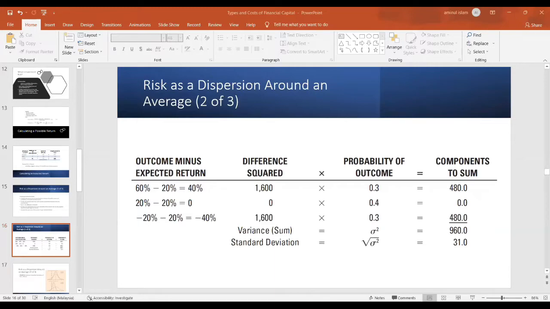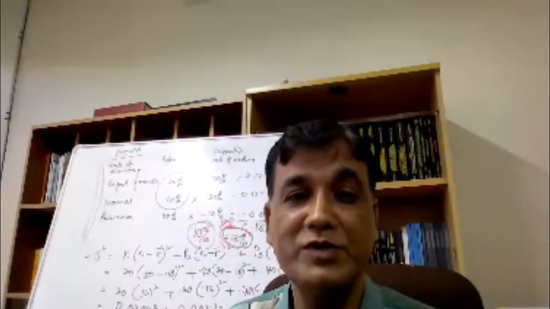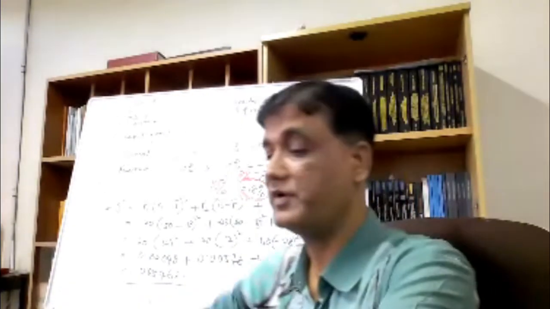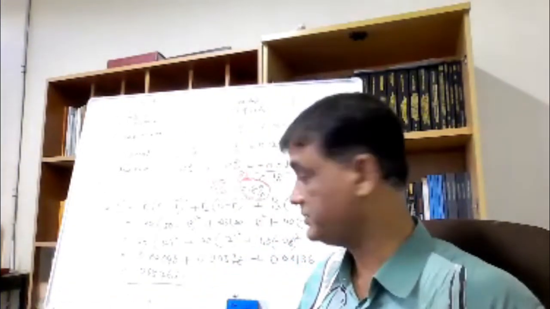Let me go to the whiteboard again, rather than showing you the slide, and stop sharing. And use the whiteboard to do the calculation. I think it would be easier for you to understand than looking at the slide, okay? So let me go to the whiteboard again and do the calculation for you to understand.